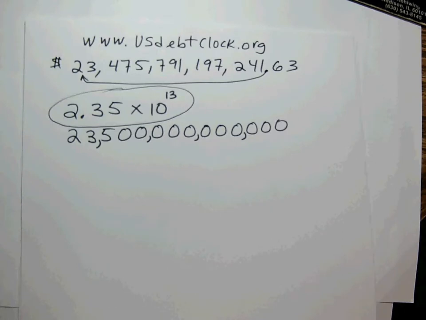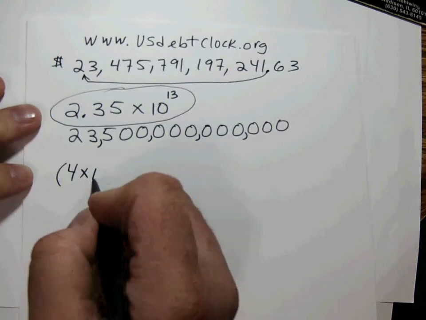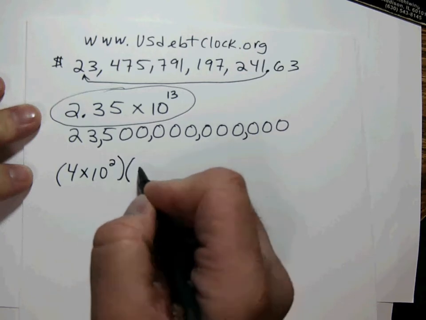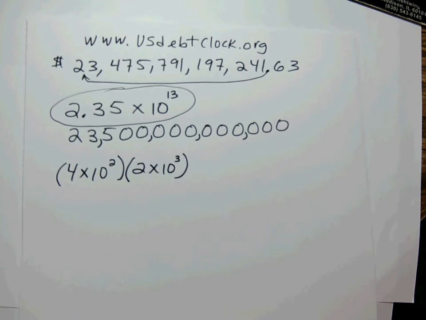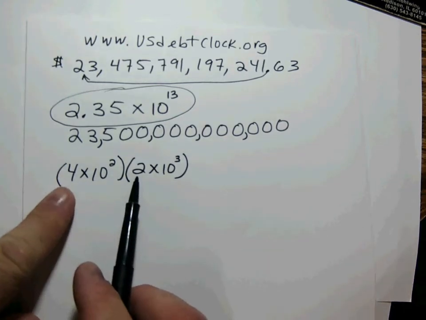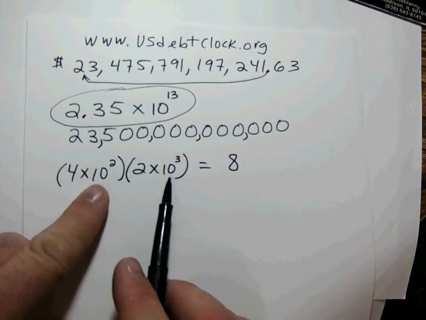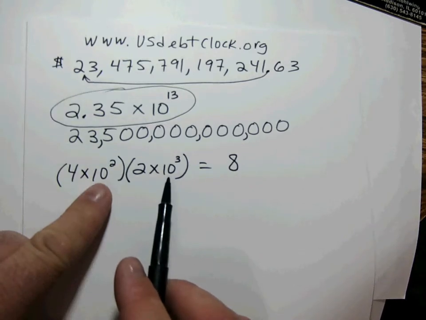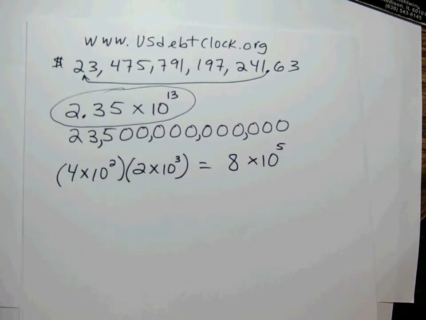Okay, let's talk about multiplying numbers in this notation. So now I'm on example 5 on page 245. If I have two numbers both in scientific notation, so I've got 4 times 10 to the second power times 2 times 10 to the third power, it's real easy. I'm going to multiply those two numbers before my powers of 10. So 4 times 2 is 8. And I'm going to multiply my 2 powers of 10, and I know how to do that. 10 squared times 10 cubed, I add the exponents. And I get 10 to the 5th power. So 8 times 10 to the 5th power.